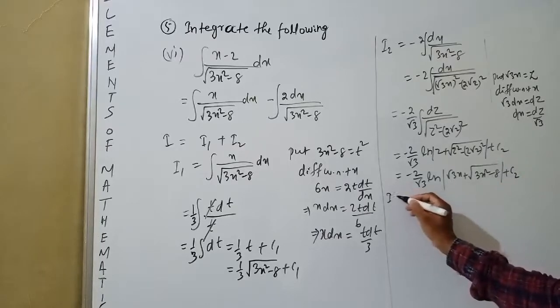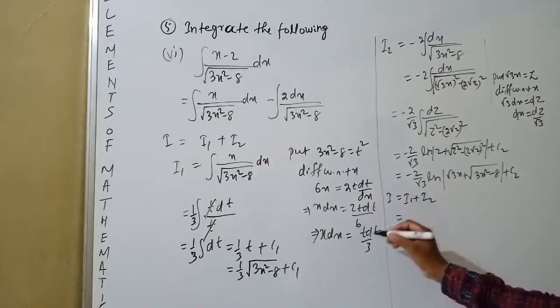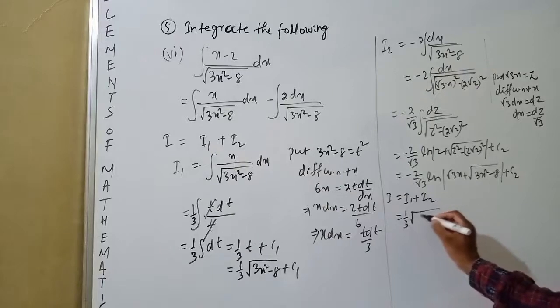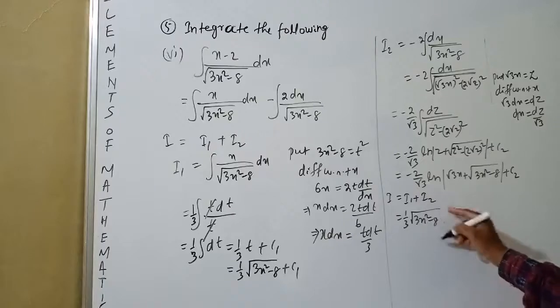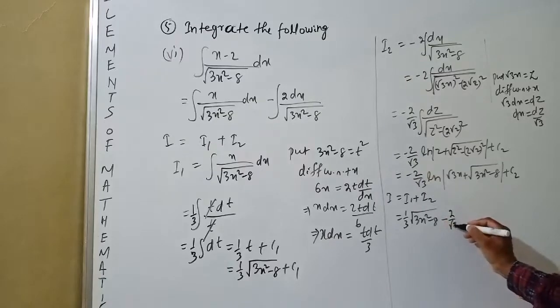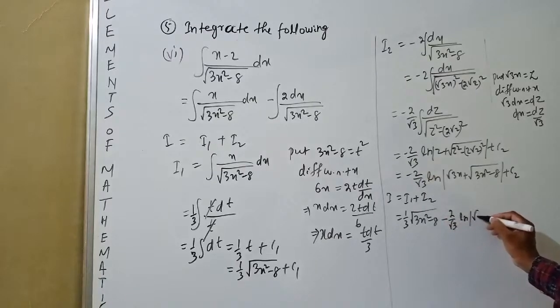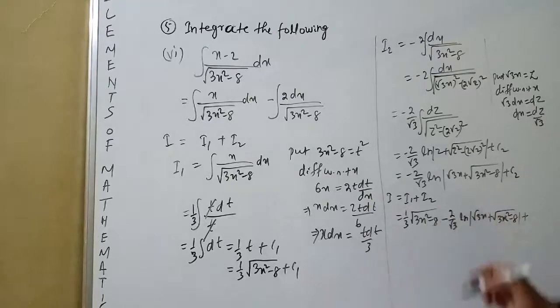Okay, you know I is equal to I1 plus I2. I1 plus I2 is equal to, I1 is equal to how much? 1 by 3 root over 3x square minus 8 plus, here you write minus I2 means 2 by root 3 ln root 3x plus root over 3x square minus 8 plus, you see here c1 plus c2 again become constant, so you can say c. Pause the video, note it down.